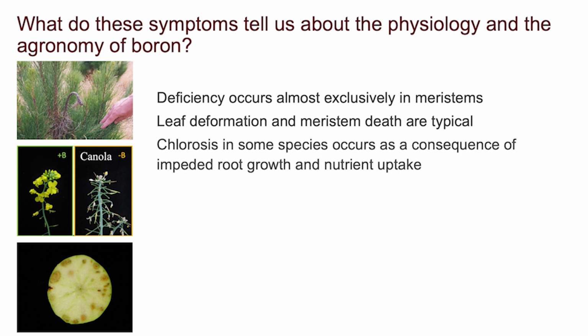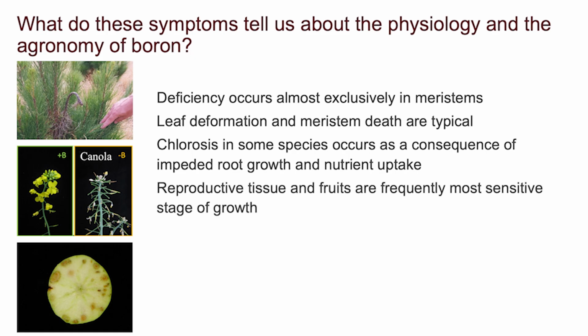Some species show chlorosis, that yellowing of the leaves. This is a consequence of a boron deficiency impacting root growth, causing a deficiency of other elements like nitrogen or phosphorus or iron. Reproductive tissues and fruits are frequently the most sensitive stage. And we'll see later on that's because it's difficult to transport boron to those tissues. Those tissues are growing very rapidly, and hence they have a very large demand.